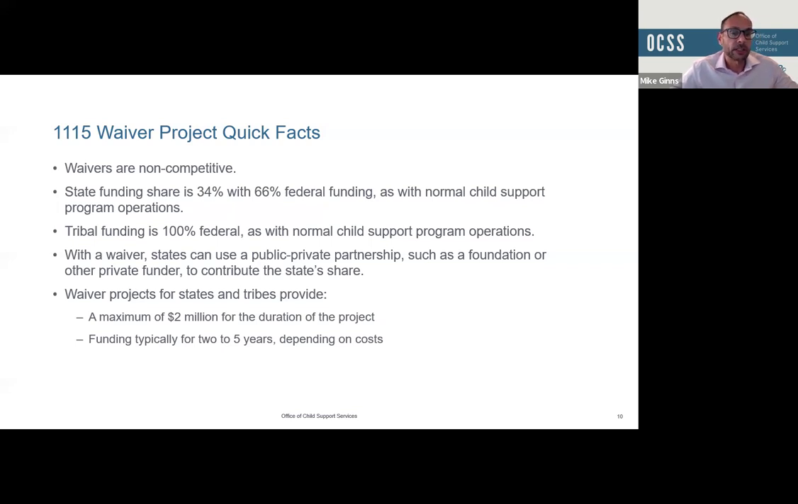For states and tribes, it operates a little bit differently. The state share is still 34%, and then the 66% federal funding. As with their normal child support program operations, the tribal program is 100% federal. Also with the states, we're seeing a little bit more of this using a public-private partnership, such as a foundation or other private funding to contribute to the state's share. And then the maximum amount is $2 million for the duration of your project, and it typically runs 2 to 5 years, depending on the cost and the type of project that you're doing. Next slide, please, Melissa.